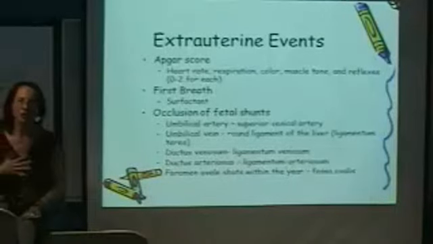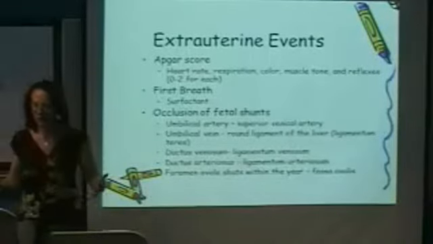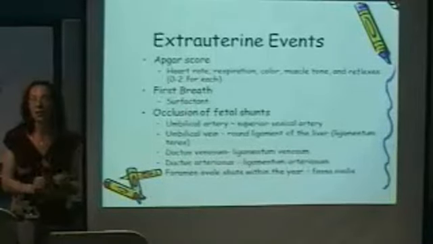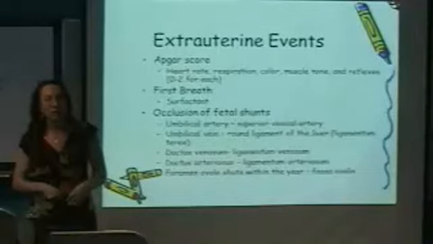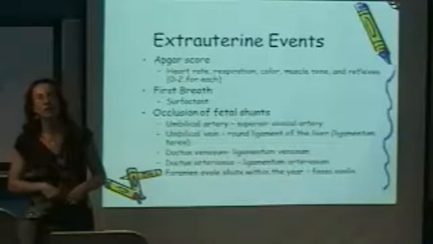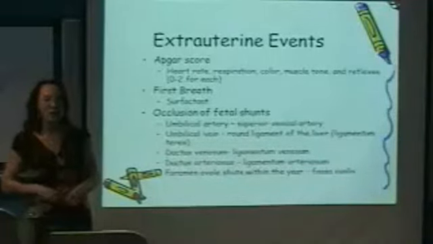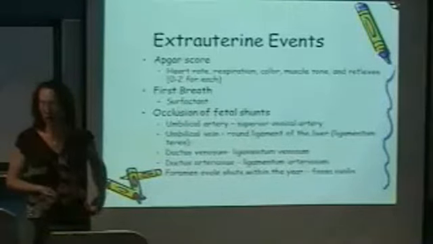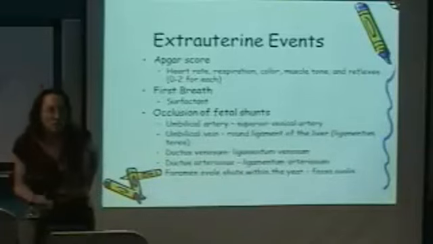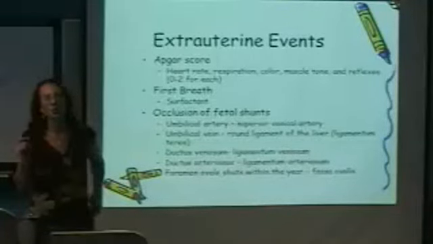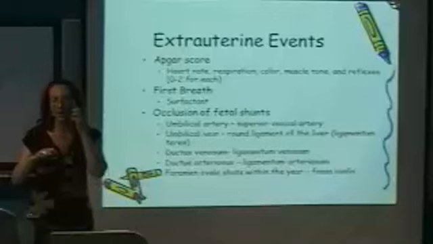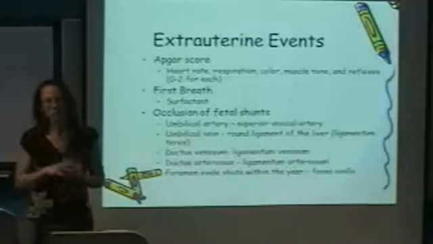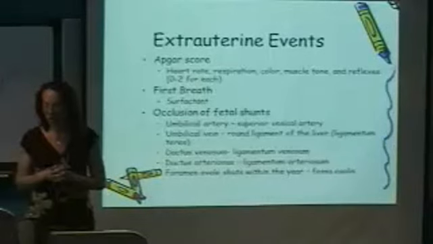So umbilical artery will turn into superior vesicular artery. You don't really need to know that. Umbilical vein will turn into the round ligament of the liver. That actually connects from the umbilicus, or the belly button, up to the underside of the liver. It's also known as the ligamentum teres. So I do want you to know that one. Ductus venosus, that should be an S, not an M, is a small little shunt that bypasses the liver from the umbilical vein to the inferior vena cava, and turns into ligamentum venosum.